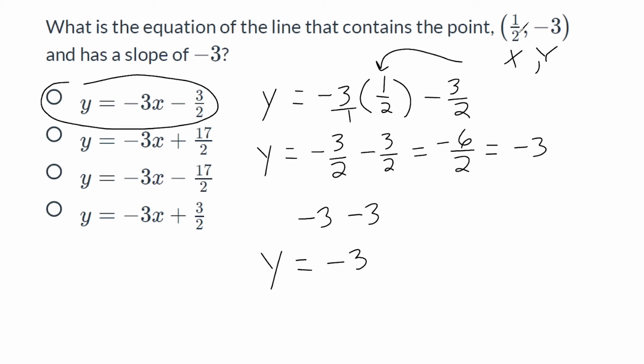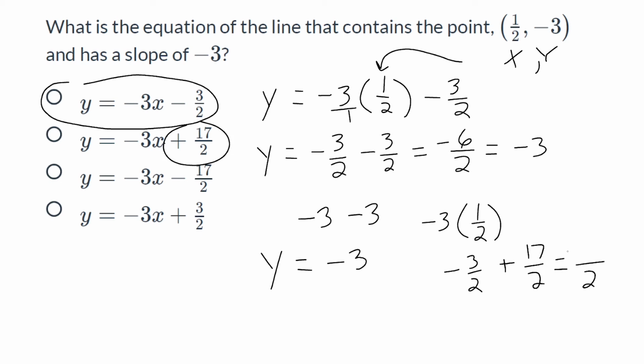Now, if we took 1/2 and plugged it into this equation, let's just demonstrate that it would not equal -3. So let's take -3, multiply it by that same x, which is 1/2, and we did that with the first equation. That ended up giving us -3/2, but we have a different y-intercept. We have positive 17/2. So we have a denominator of 2 and a numerator of -3 and positive 17, which is a total of 14. And 14 divided by 2 is 7.